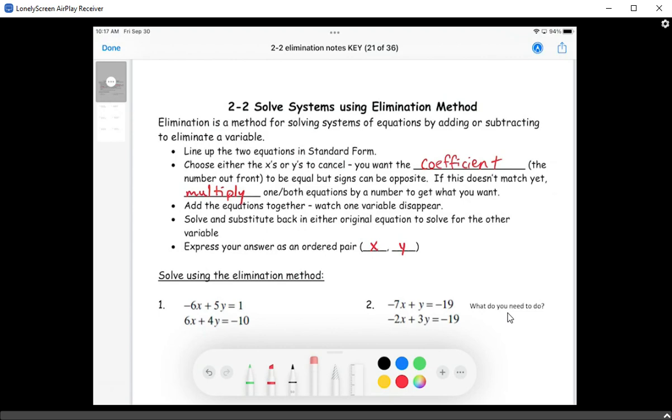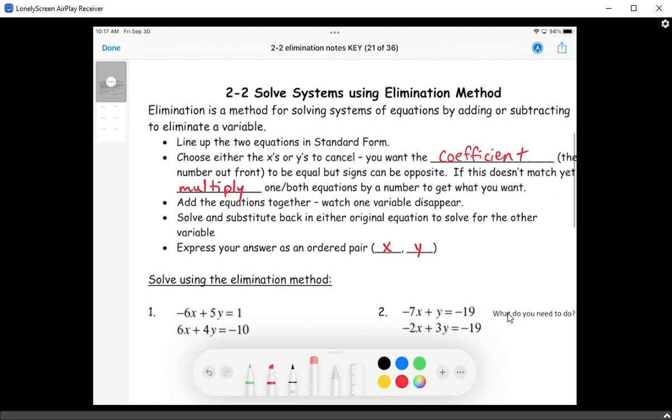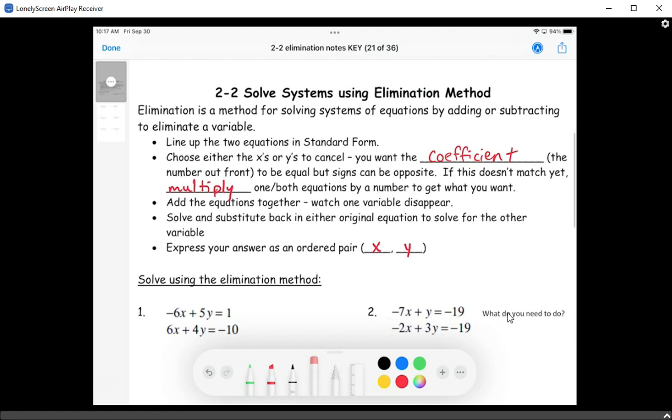Anytime that you had x or y already by itself, or if you had just a coefficient of 1 and it was really easy to make that x or y be by itself, that's what you were looking for. That was the key feature you were always looking for in substitution. Well, the key feature you're looking for when we do elimination is opposite terms. I'm going to go ahead and highlight that word opposite because that's the key thing that we're looking for.